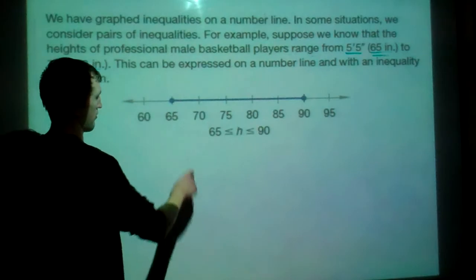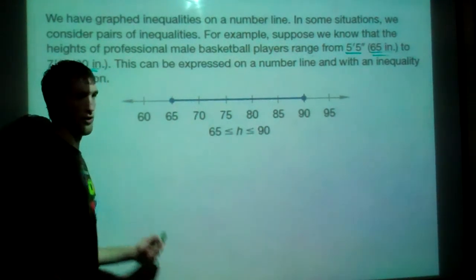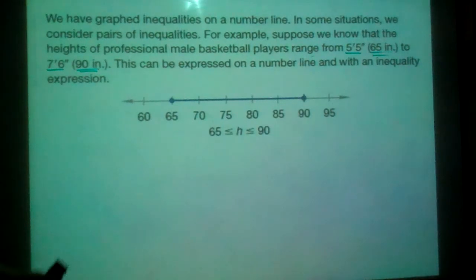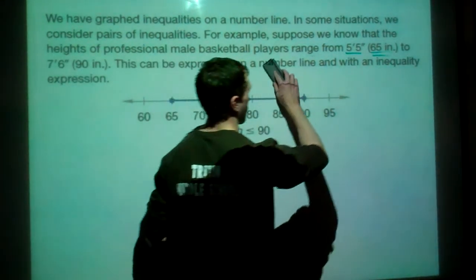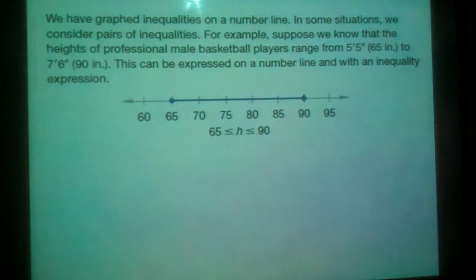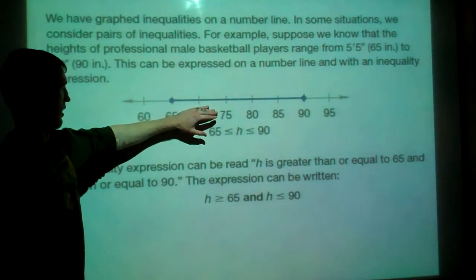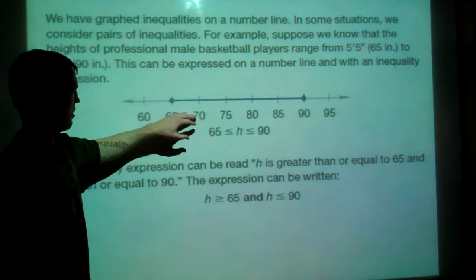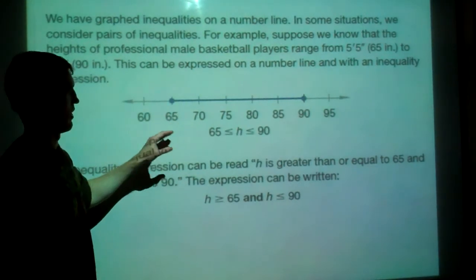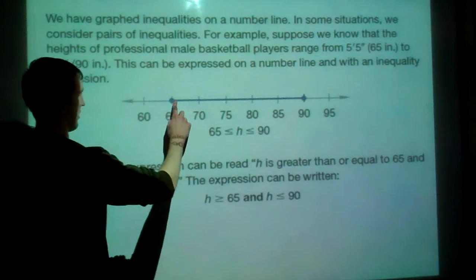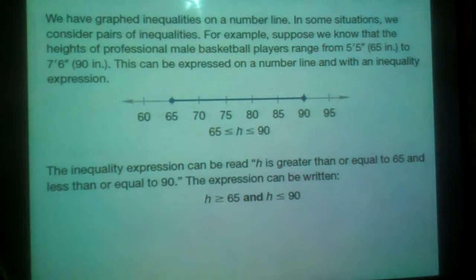So another indicator for these closed circles is if we have the line underneath our symbol, that means and equal to, or greater than or equal to, or less than or equal to. And I think they go on and explain that right here. Alright, so H is greater than or equal to 65, and H is less than or equal to 90. So that means we can have anything in between here. We can have any height in between 65 inches and 90 inches, and that's what is indicated right in here. That's why there's a line connecting the two, because it ranges in between those heights.